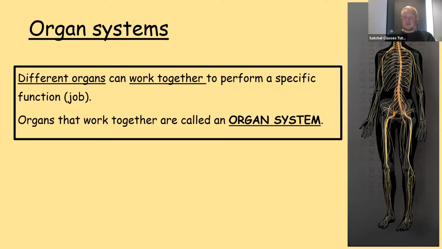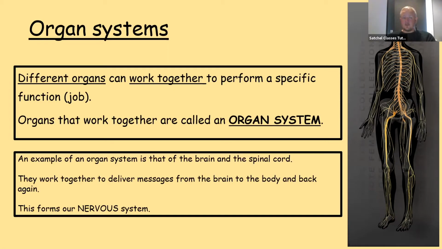Organs that work together then are an organ system. An example of an organ system is that of the brain and the spinal cord. They work together to deliver messages from the brain to the body and back out again. This forms our nervous system, as pictured in the diagram on the right.